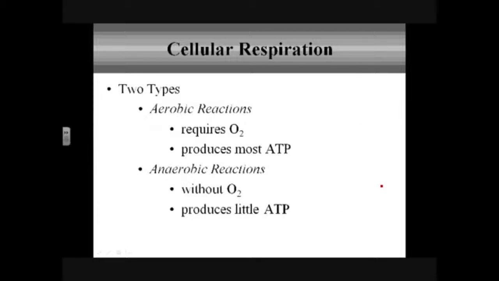So there are two different types of cellular respiration. We have aerobic, and we should know that by using that word aerobic, aero, we're talking about a requirement for oxygen, and this is where the most ATP is going to be generated, versus anaerobic, we put an "an" in front of it and we should know that it's without, and that's going to produce very little ATP, but still some.